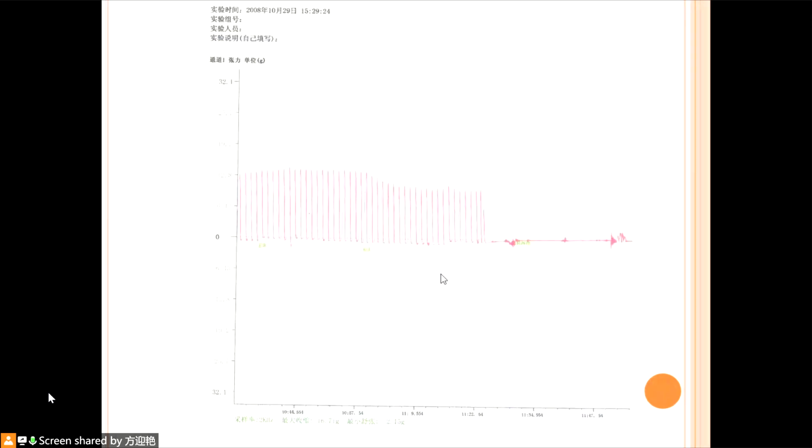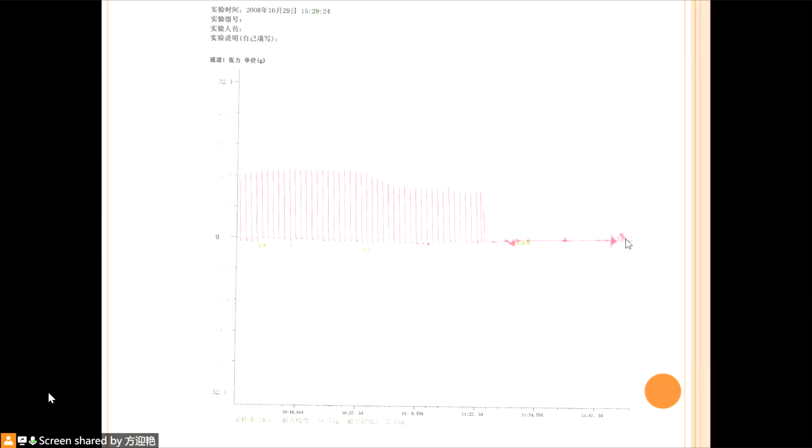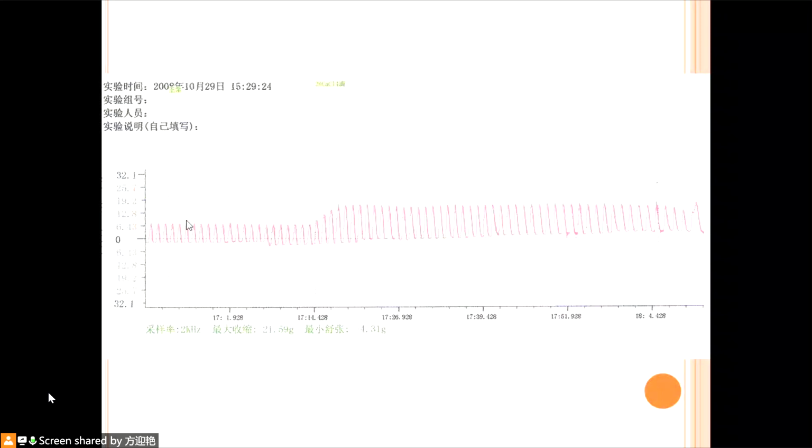And then we used the potassium. We can see here potassium chloride, this is normal, and there we can see that it decreases, even the contraction. This potassium can lead to the contractility decreasing obviously. And we also washed it with the fresh Ringer's solution, and it needed to recover.